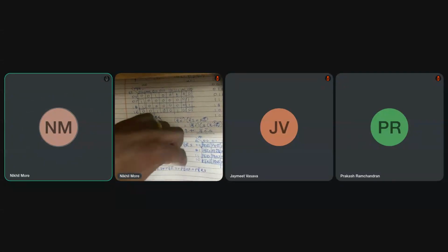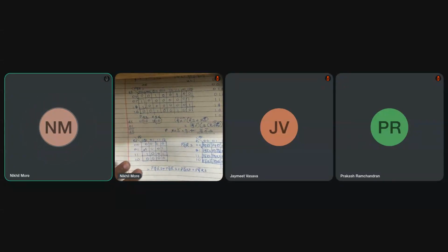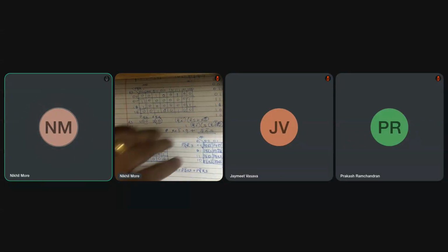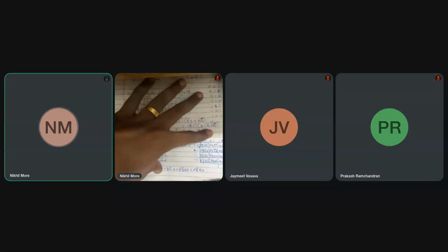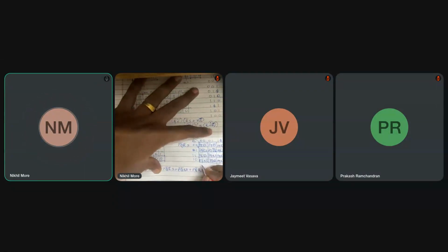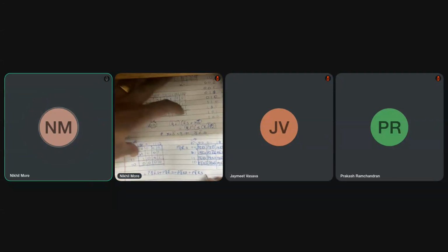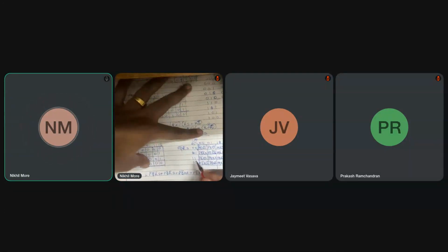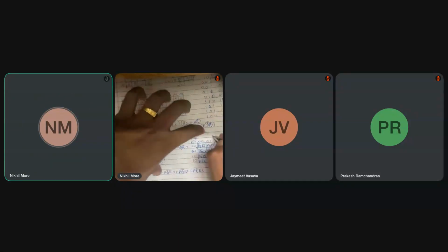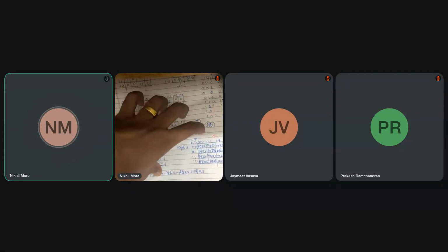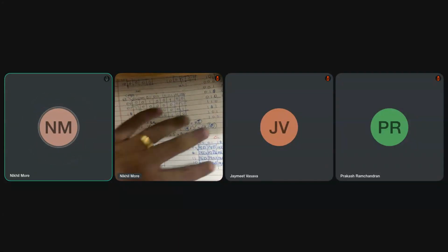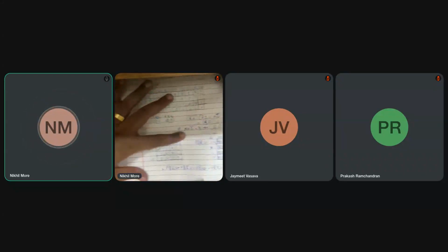This equation could also be given in terms of numbers or decimal numbers, like, wait, will this be visible? Okay, so I will have to do it again.